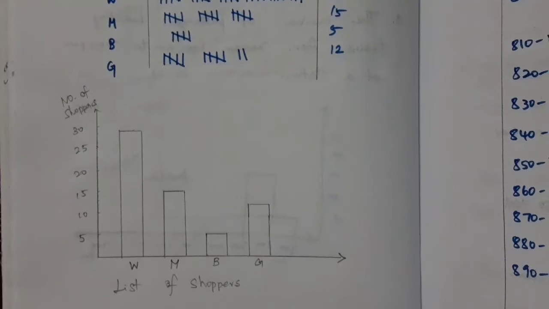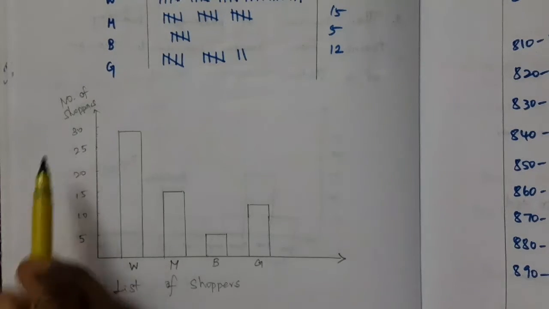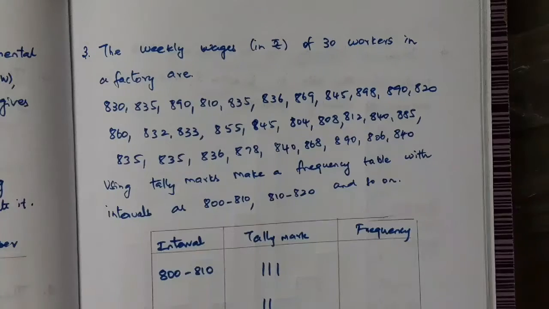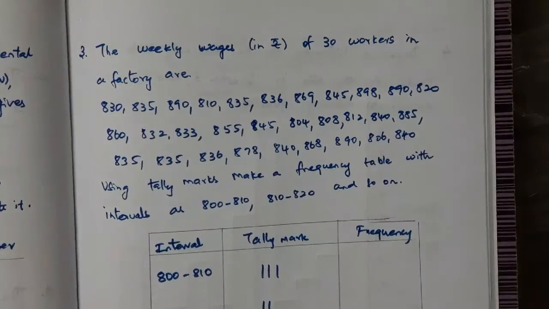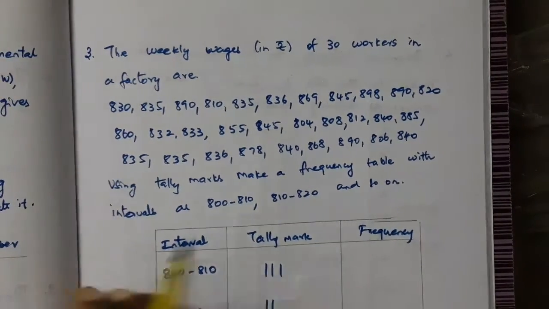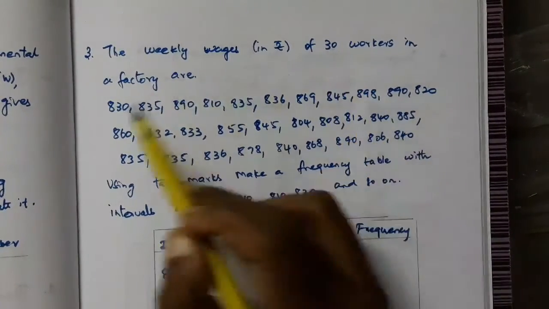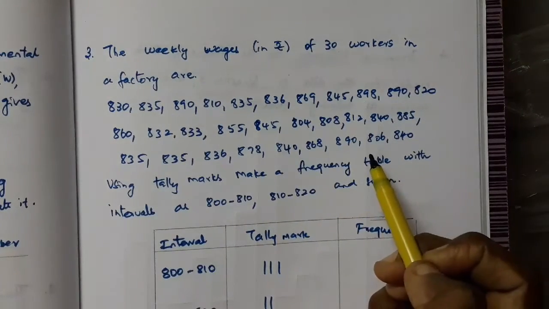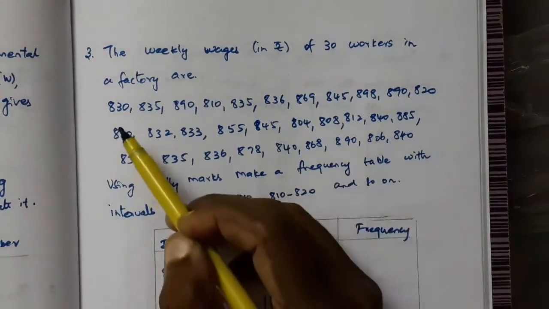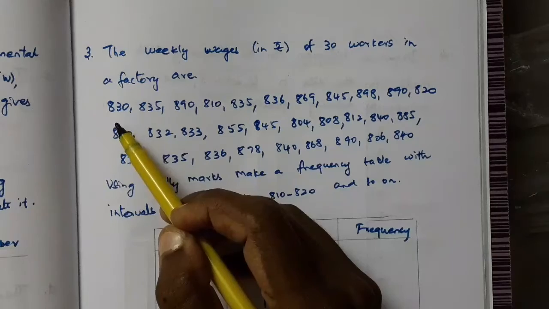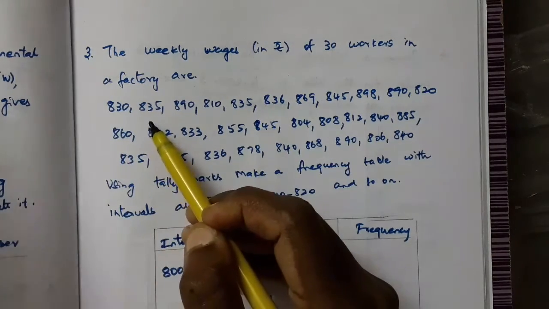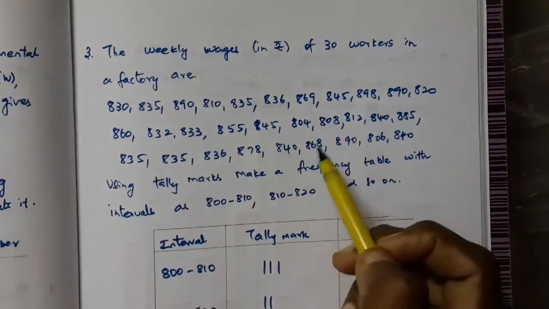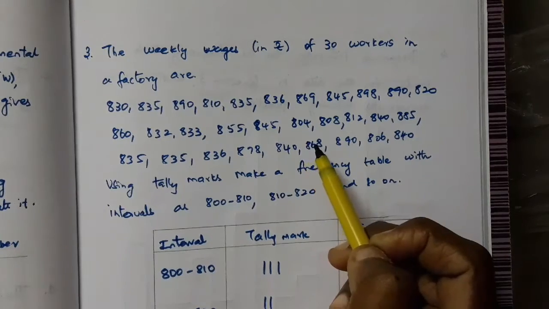Okay. So always you have to mark what is in the horizontal axis and what is in the vertical axis. Here is the shoppers list and here is the number of shoppers. The next question is the weekly wages, that is, you can say salary, for 30 workers in a factory. This is in rupees, which means one worker is getting 830 rupees, another worker is getting 835 rupees. These are the rupees earned by the workers in a factory.